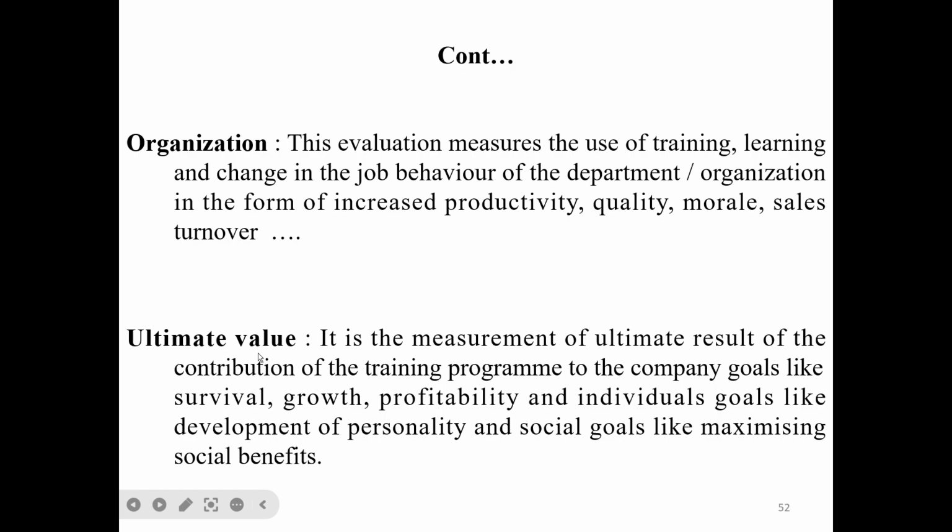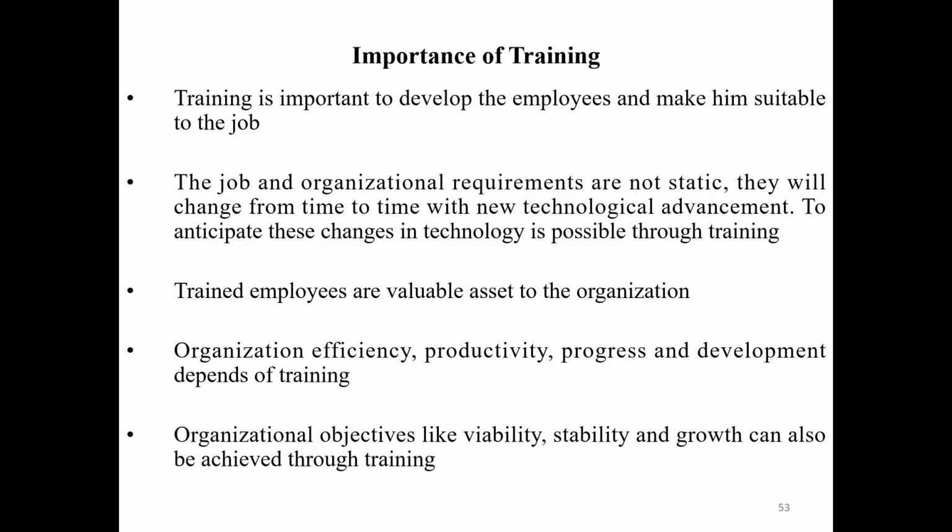Next, ultimate value. And what is the goal? It is the measurement of the ultimate result of the contribution of the training program. Basically, what is the ultimate value? So, what are the benefits they are going to take? So, see guys, we learned about what is training, what are the advantages of training, and we got to know the four different steps of training.